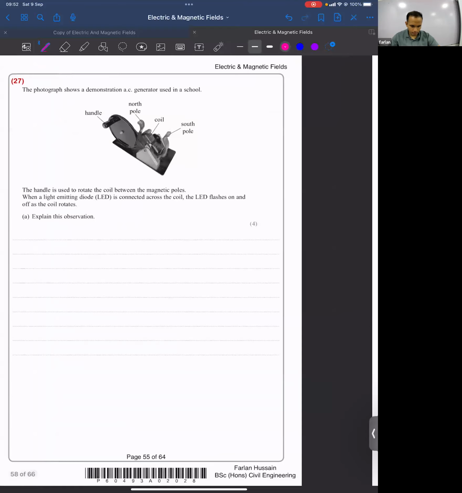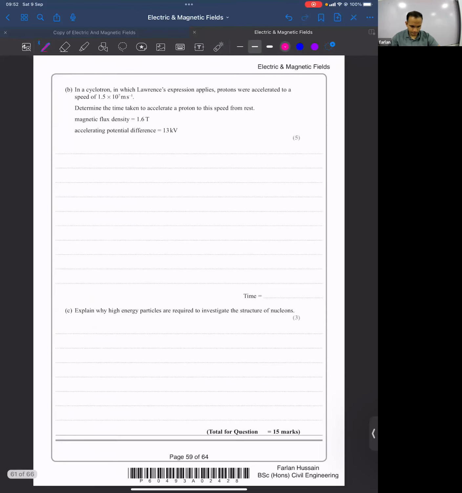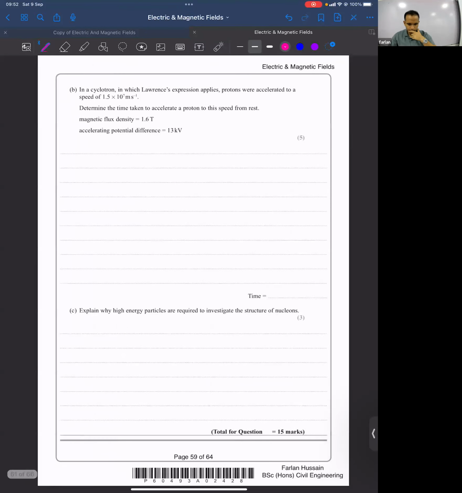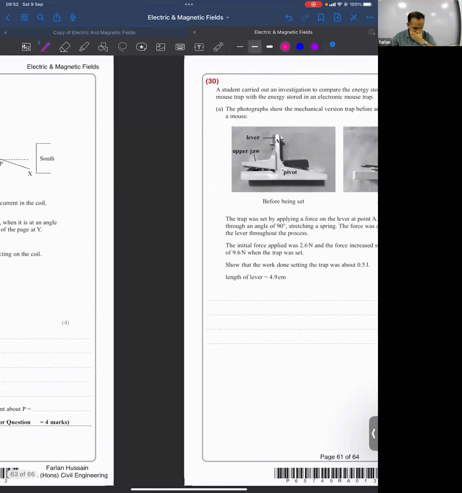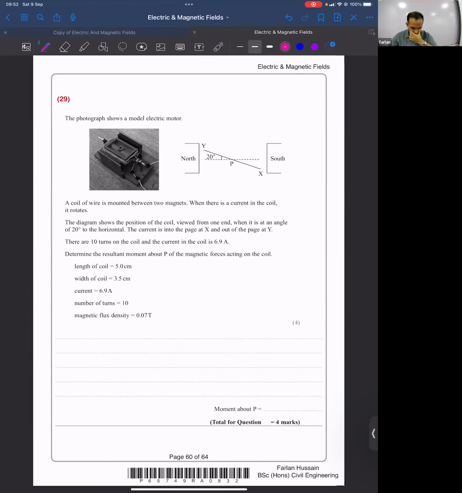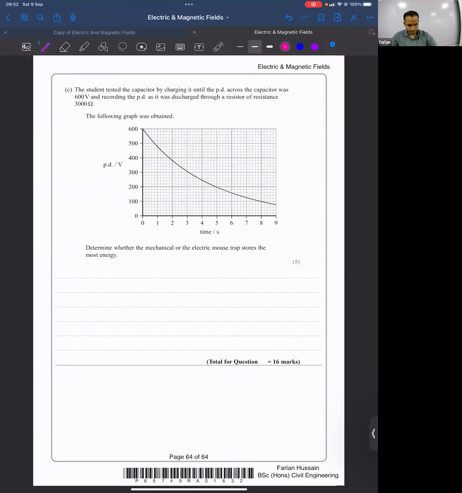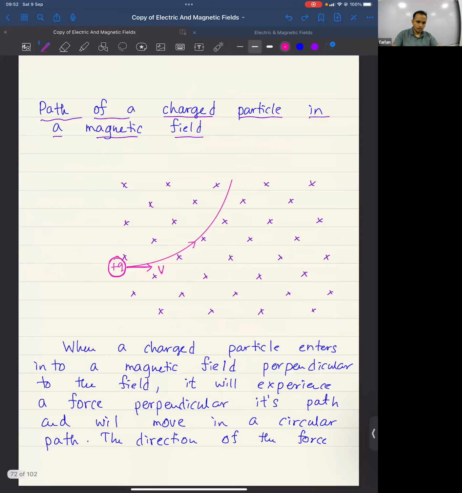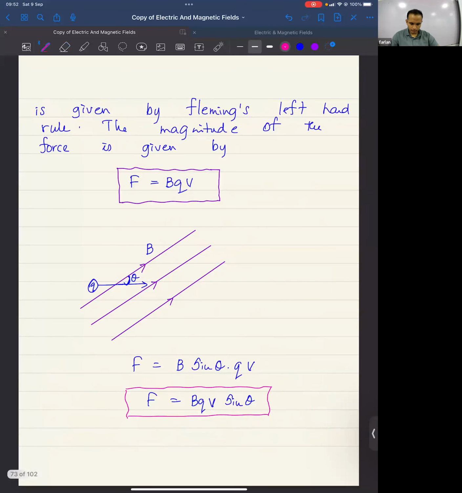Right, on to the next subtopic. Path of a charged particle in a magnetic field.